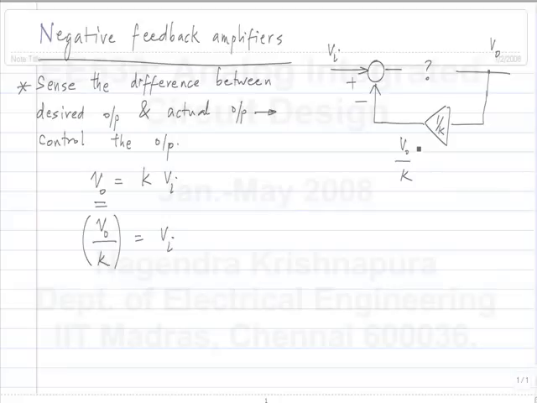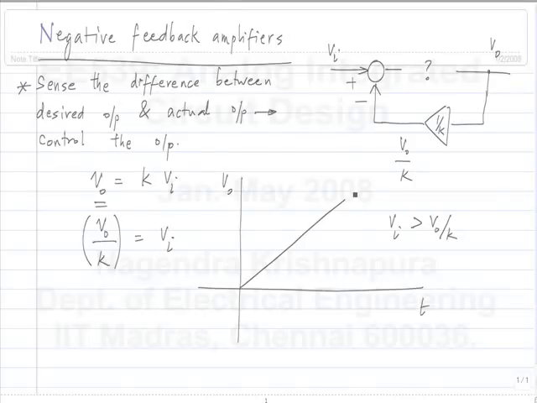An infinite gain amplifier. What I just described was that if VI is more than V0 by K, I should go on increasing the output. This is the action I want. Let's say if VI is greater than V0 by K, then what should I do? Then V0 versus time should look something like this. It should keep on ramping up, right? And if VI is less than V0 by K, it should keep on ramping down. This is the action I want.